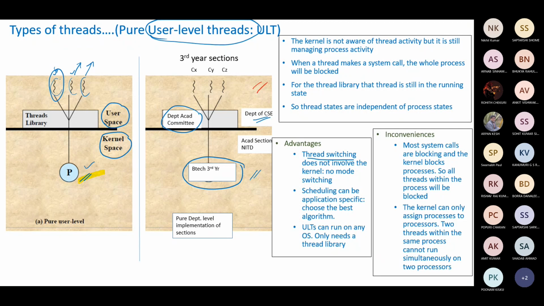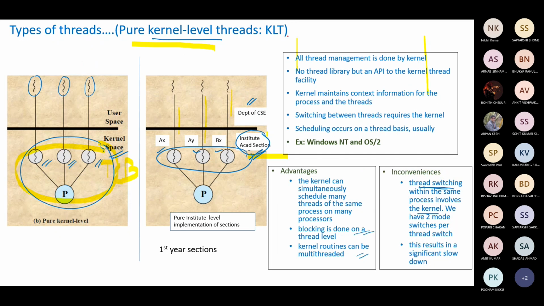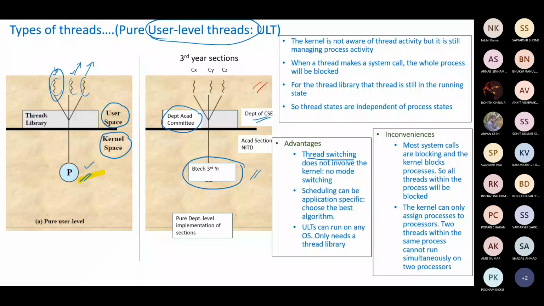The other is the KLT, the kernel level thread, where as the name suggests, the kernel is aware of the presence of multiple threads. As a result, the basic scheduling unit is indeed a thread. However, with user level threads, the basic schedulable unit is still a process, because the kernel is not aware of the threads.